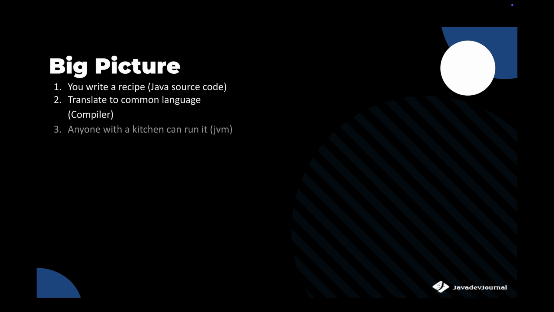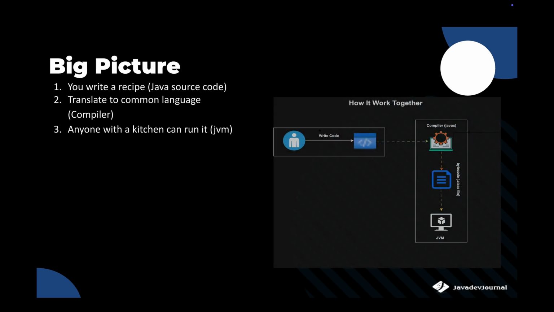And then finally we have the JVM. Think of the JVM as your kitchen, where you have everything, with which, based upon that recipe and the things that have been translated, I can run that program. All right. So that's how the overall thing looks.